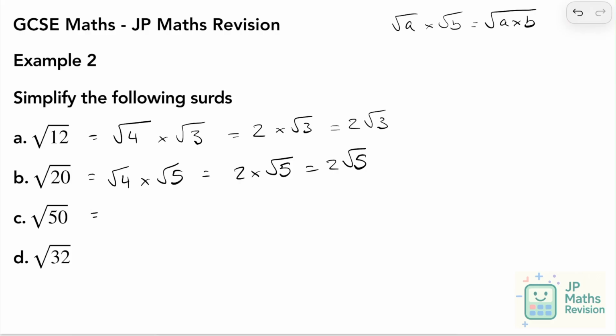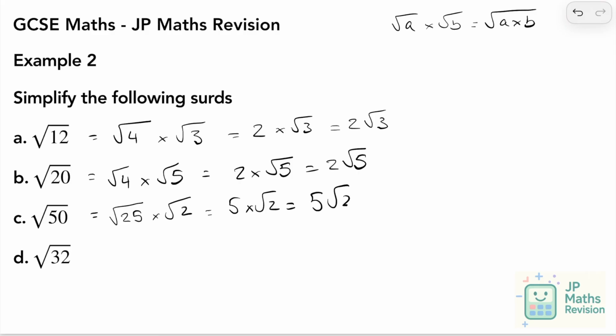So this one here, root 50, the biggest square number that goes into 50 is going to be 25, because 5 squared is 25 and that's a square number, and 25 goes into 50. So I'm going to write this as the square root of 25 times the square root of 2, because 25 times 2 makes 50. The square root of 25 is 5, and 5 times root 2 is going to be 5 root 2.